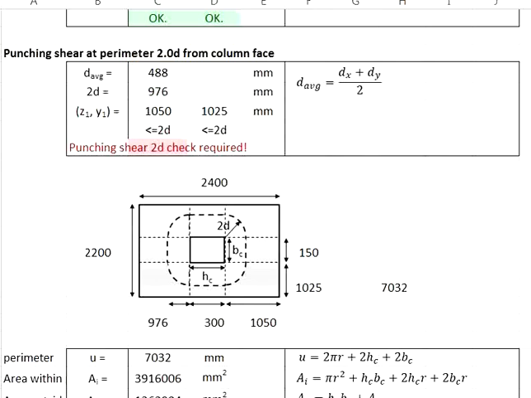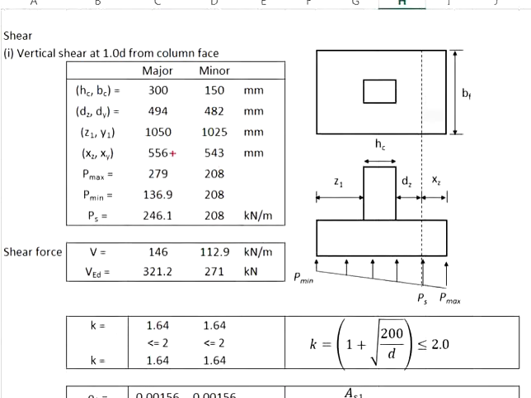We will need to check whether this 2d perimeter falls within the area of the pad footing. If this 2d perimeter goes beyond the pad footing's region, then you don't need to check for the 2d perimeter punching shear. How do we know whether it is within the pad footing or outside the pad footing? We need to first determine this distance and this distance, which are the Z1 and the Y1. We have calculated the Z1 and the Y1 previously.